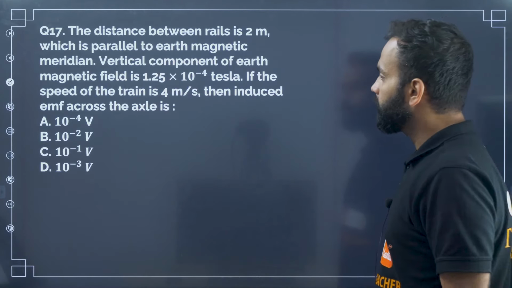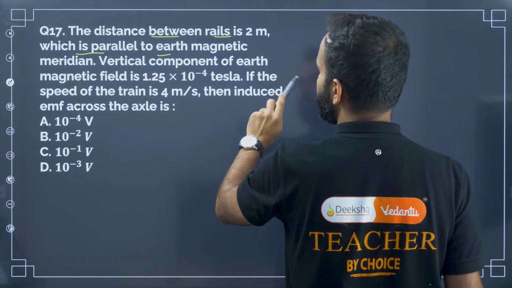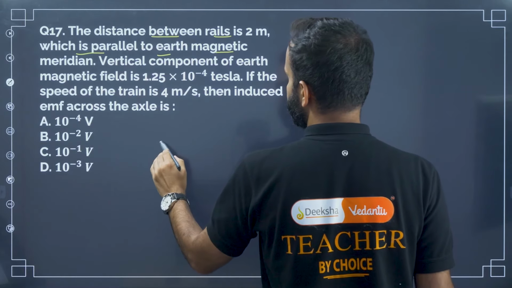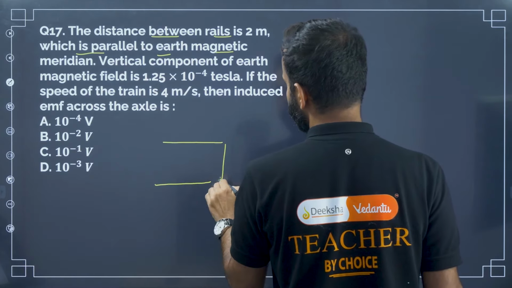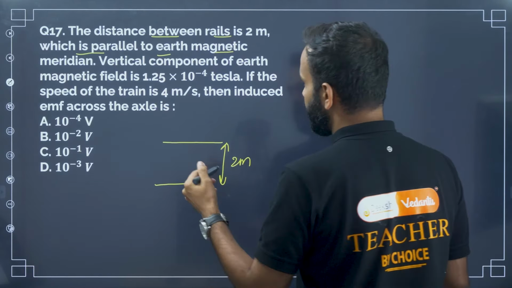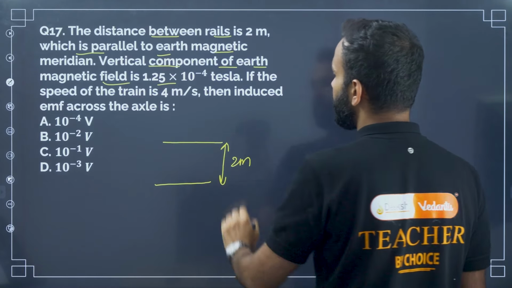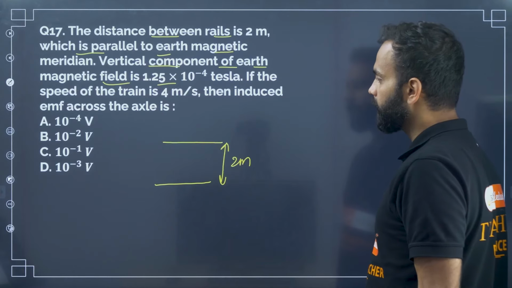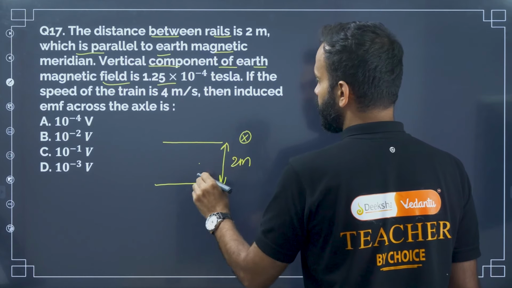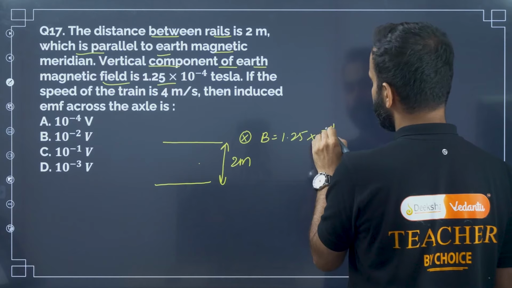Okay. Question number 17. The distance between the rails is 2 meter, which is parallel to Earth's magnetic meridian. Vertical component of the Earth's magnetic field is 1.25 into 10 to the power minus 4 Tesla. That is, this is the direction of the magnetic field. B equal to 1.25 into 10 to the power minus 4 Tesla.